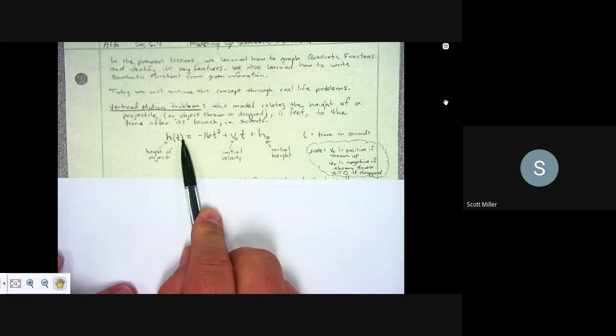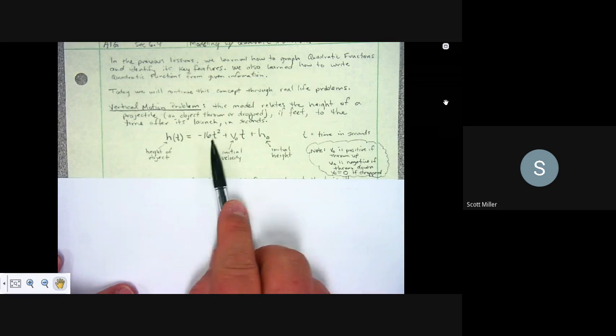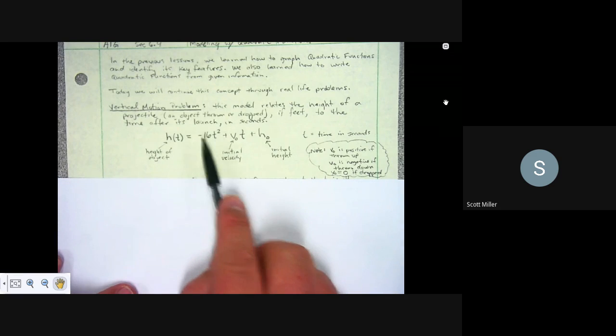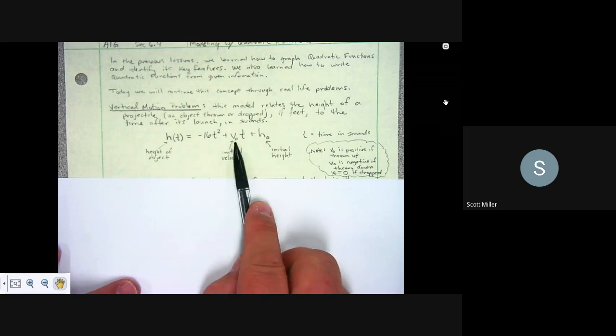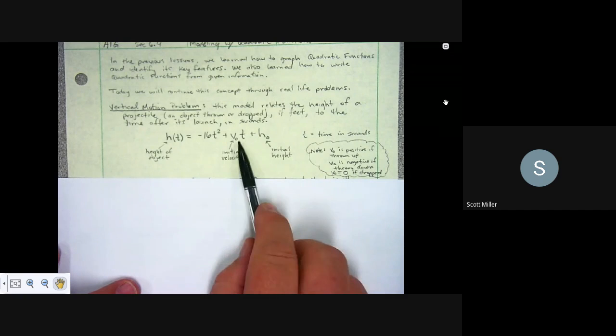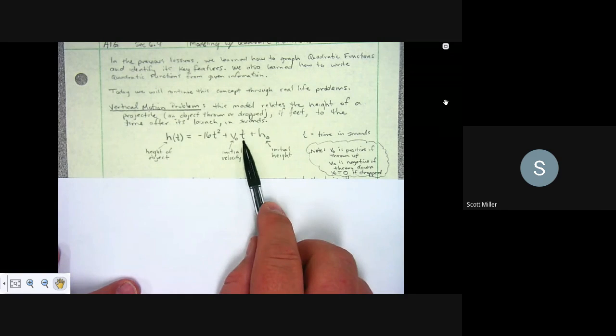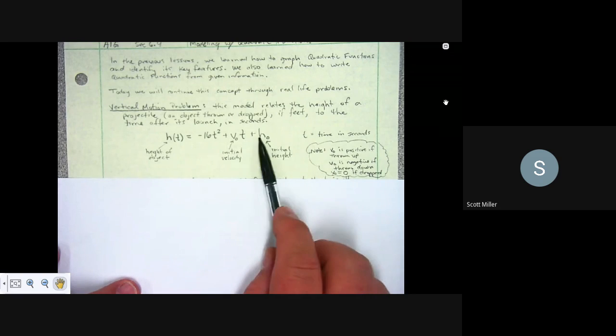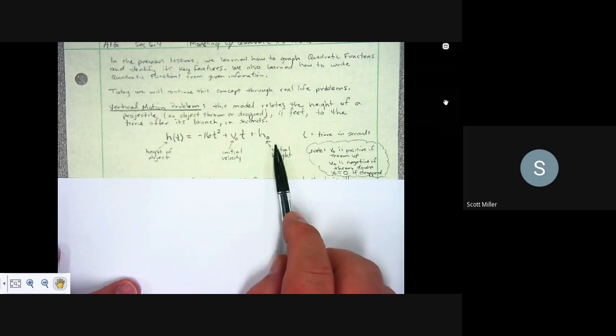So let's take a look at this. h of t is the height of the object at a particular time. Negative 16 t squared: this negative 16 has to do with gravity, and when you take physics you can get more into detail on that. v sub 0 is called the initial velocity. So if I throw something with a certain initial speed, that would be what goes here. We multiply that by t. And then h sub 0 is the initial height. So this is the height that the object is being launched at. t is time in seconds.